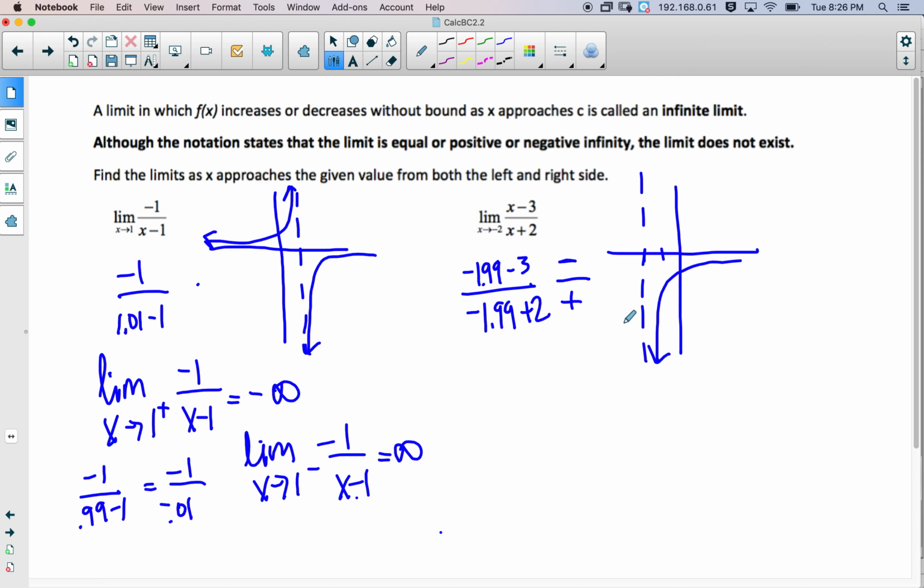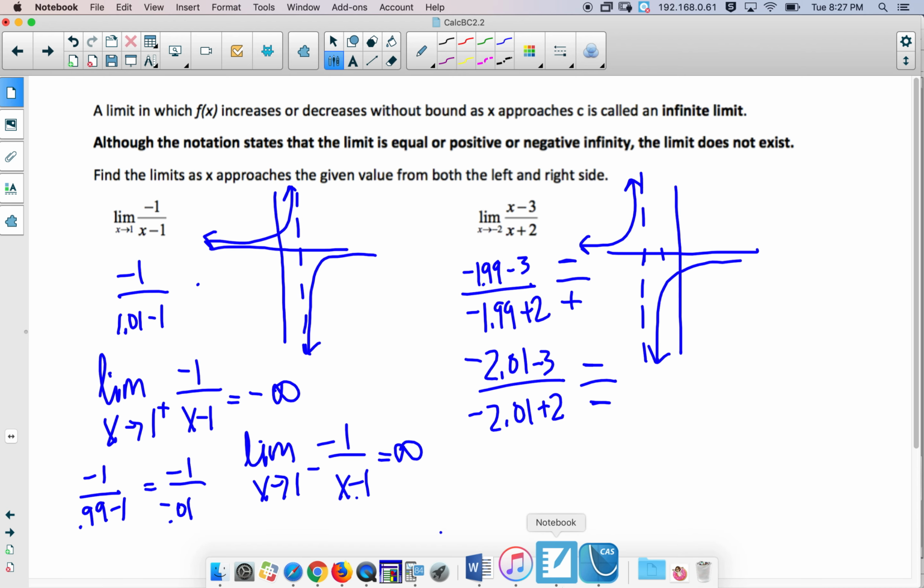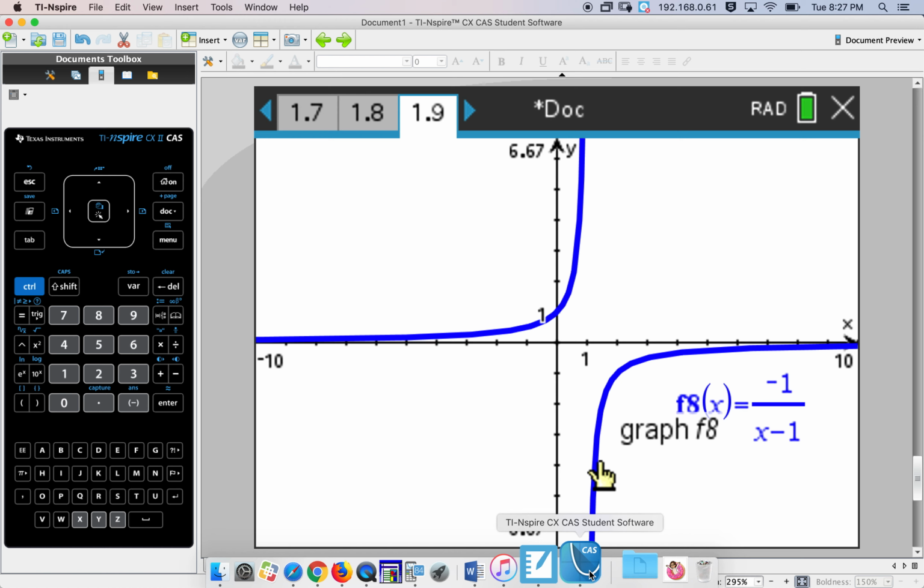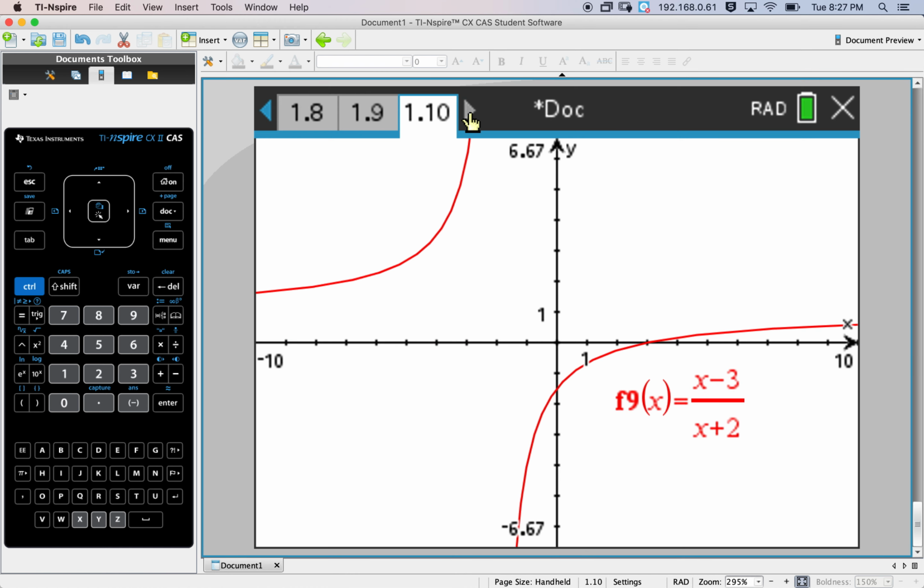Okay? And then from the left-hand side, let's do negative 2.01. So if we have negative 2.01 minus 3 divided by negative 2.01 plus 2, this value is going to be negative, and this value would also be negative. So a negative divided by a negative is a positive, so therefore that's going to go to positive infinity. And if we check this with our graph, there you go, we were right on that one.